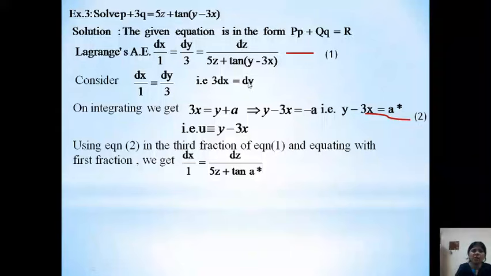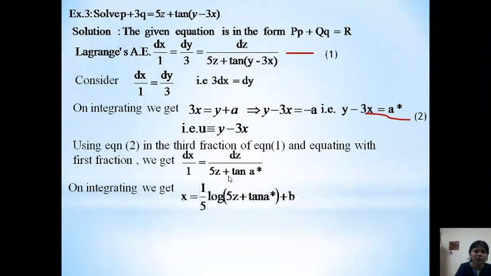Again, as it is not possible to consider the next pair, let us directly substitute this in the third fraction and compare with any one. I am comparing it with the first one, you can compare it with the second one also, right? As I said earlier, the solution of a partial differential equation need not be unique. If there are so many possibilities, then the solution will be non-unique. So if I consider it with the second fraction, obviously the solution will be something else. Okay, so in this way we can integrate.